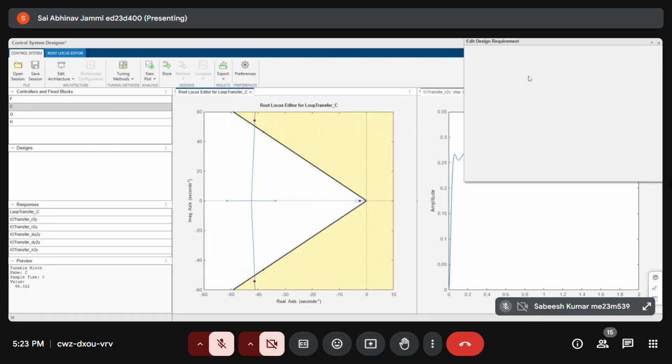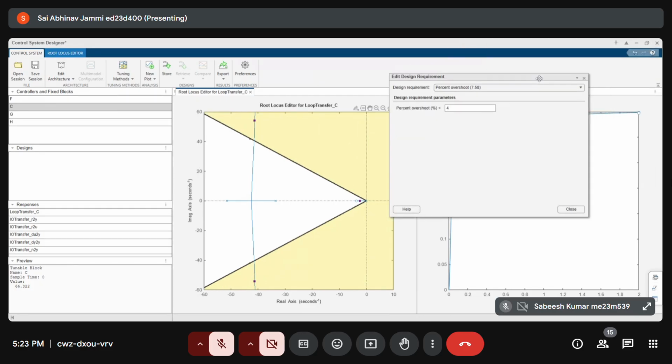When you shift the poles, be careful that you don't shift these lines. They can move by themselves when you drag and all. So be careful that you don't change them.